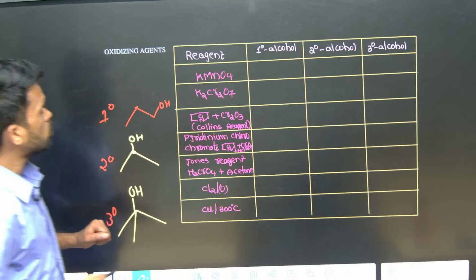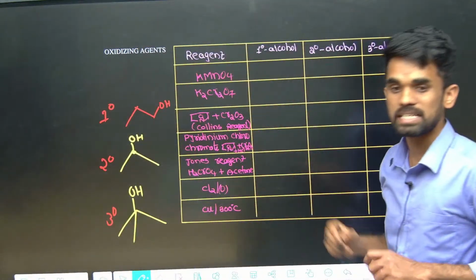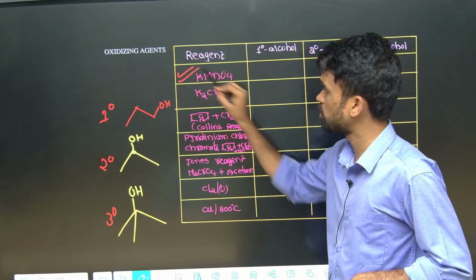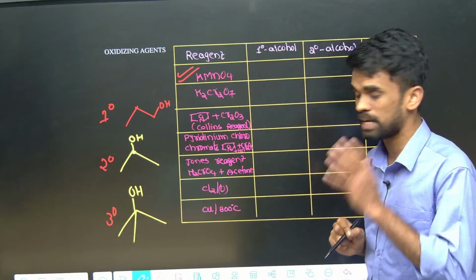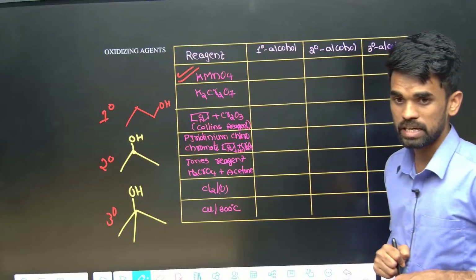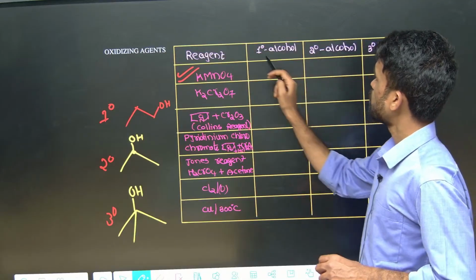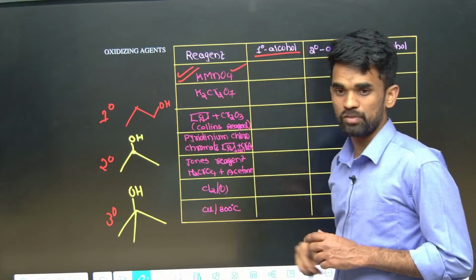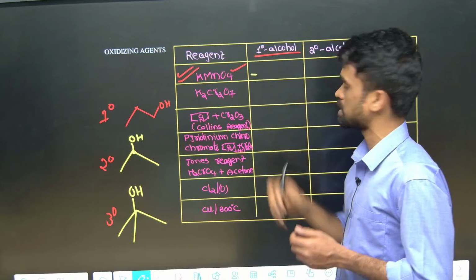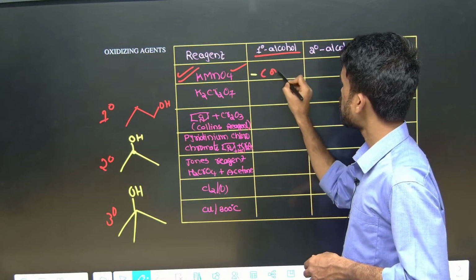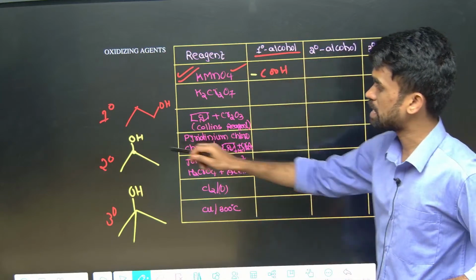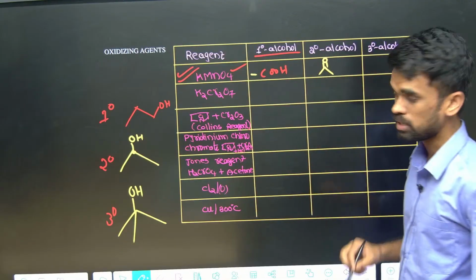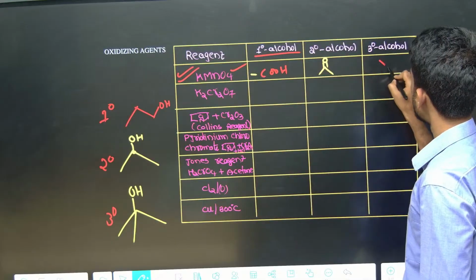So now these are called oxidizing agents. The first oxidizing agent is KMnO4. Try to follow this table so that you will get complete clarity on these oxidizing agents and direct products. See, primary alcohols, upon treating with KMnO4, convert into carboxylic acids. Whereas secondary alcohols convert into ketones. And tertiary alcohols, no reaction.